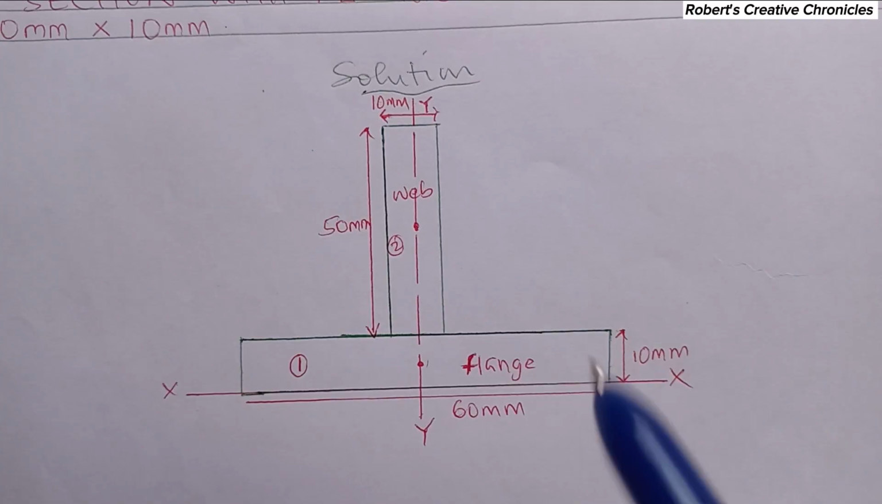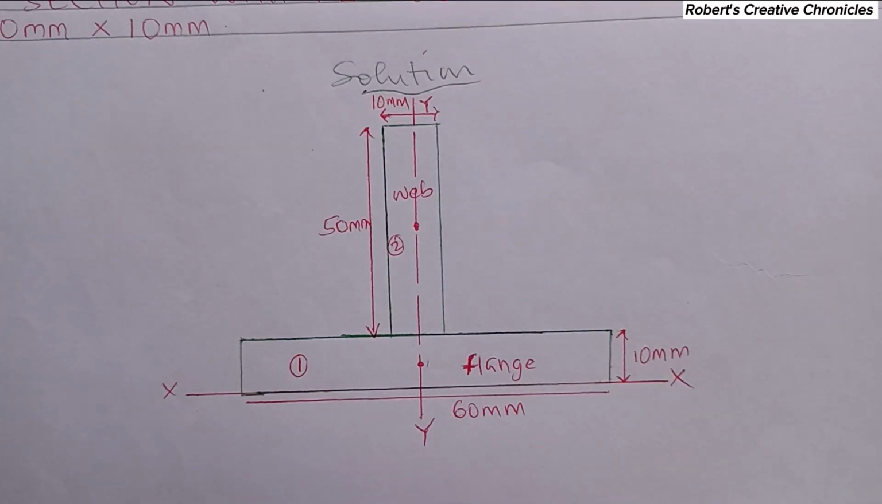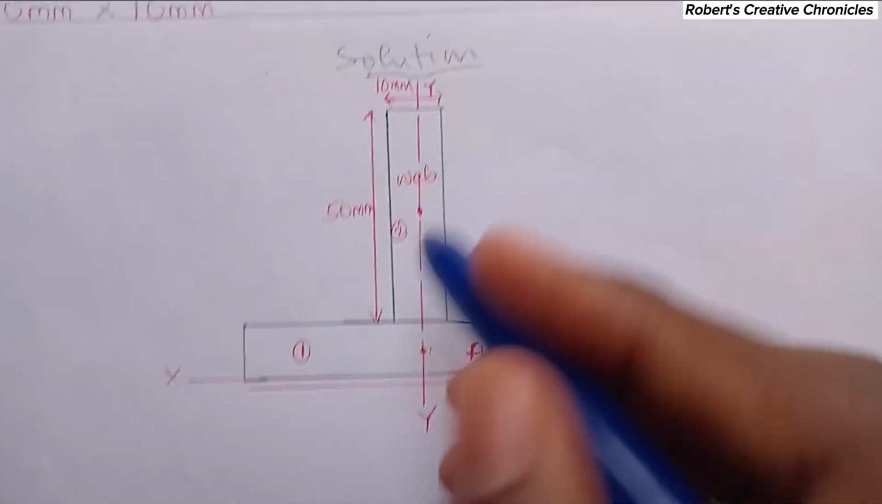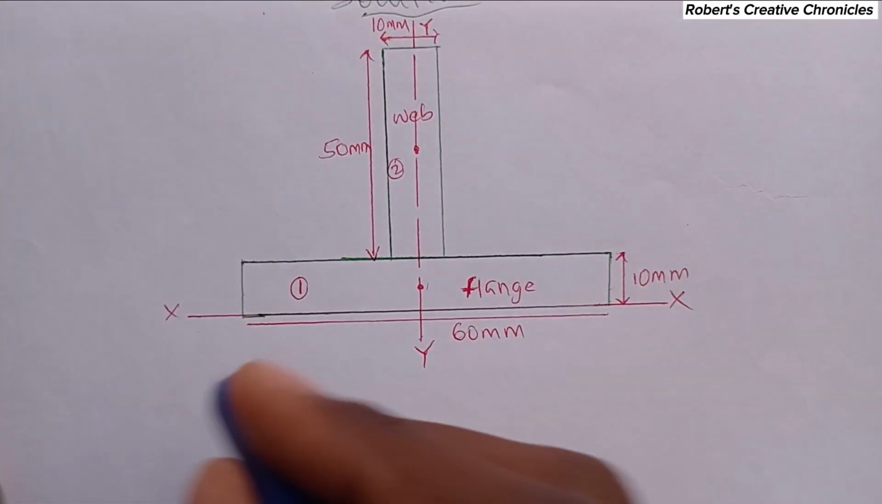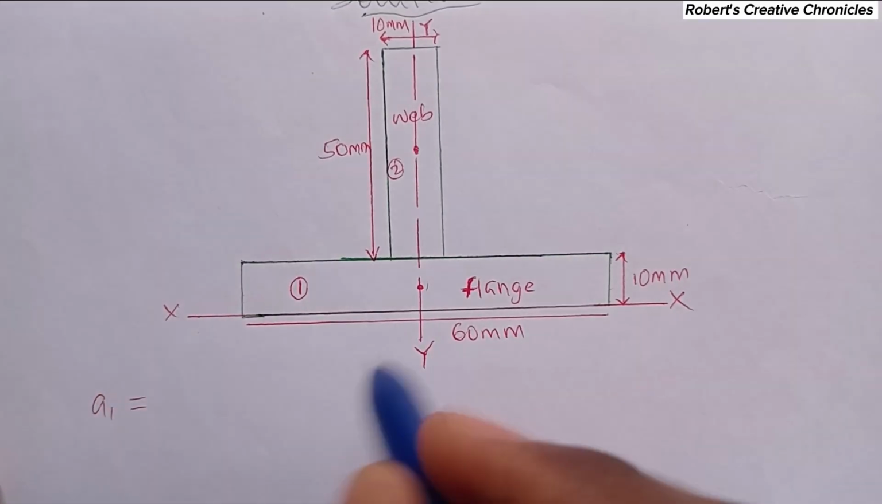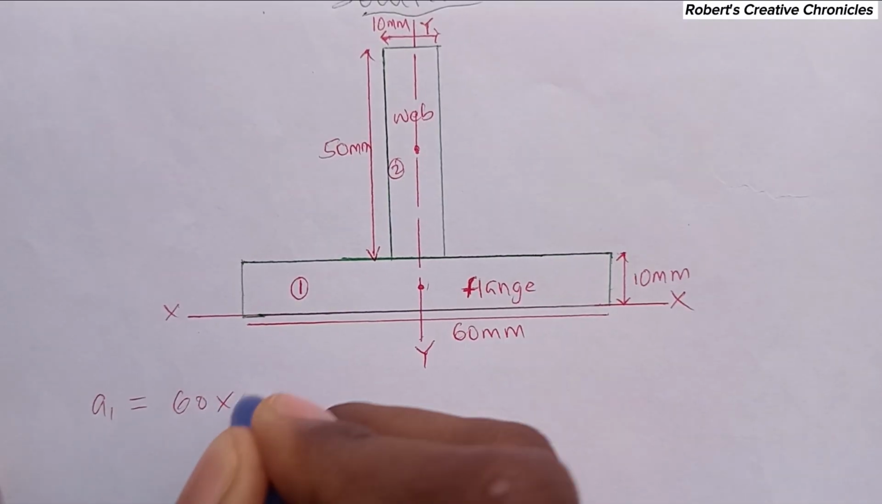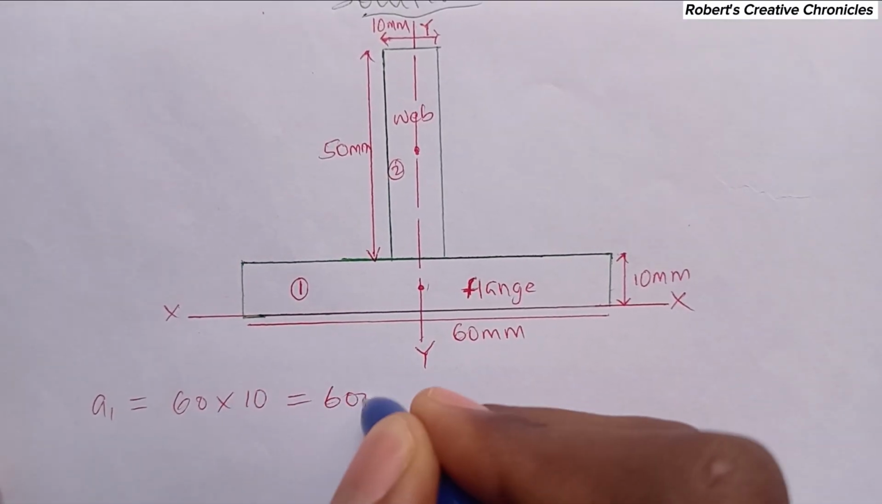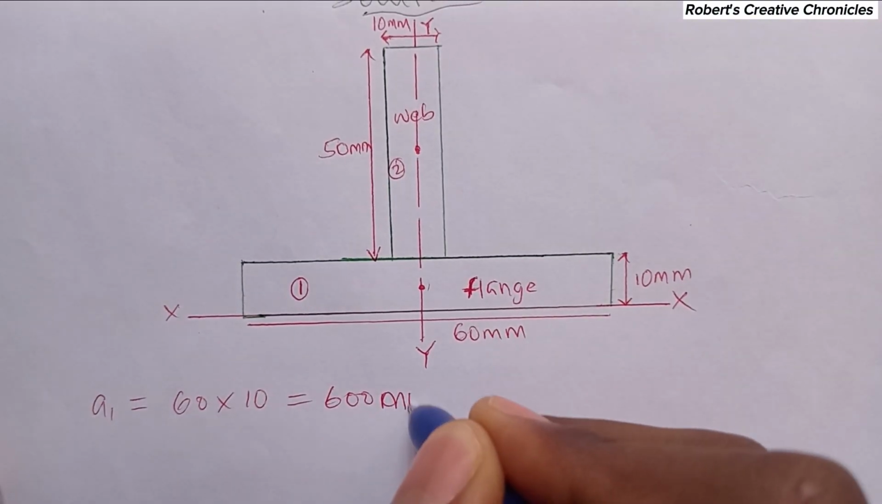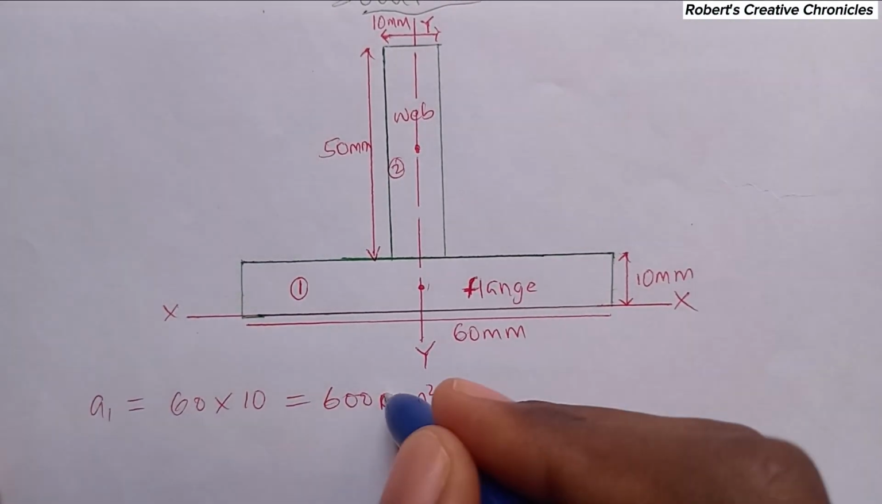Now we'll find the area since we're using the method of moments. A1 for this first rectangle is what? It is 60 times 10, which is 600 millimeter square.